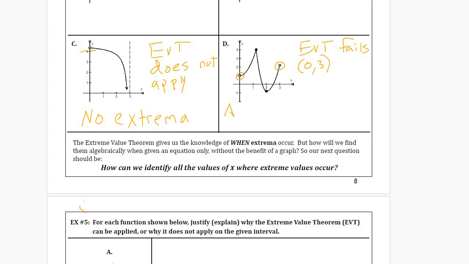Now we do have an absolute max at x equals 1 and an absolute min at x equals 2. So we are only guaranteed an absolute min and max if we are continuous and if we are on a closed interval. However, that just tells us when it's going to happen, when we're continuous and when we're on a closed interval. However, that doesn't tell us how we can find it algebraically, which is what we're going to look at here in a moment.